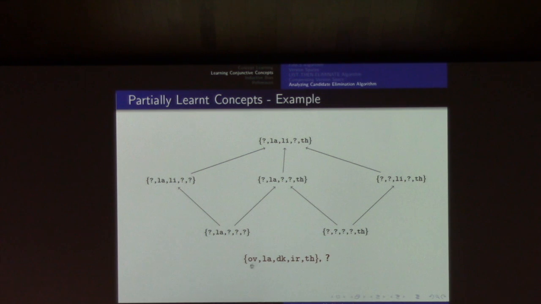But what happens if you get an instance like this one? If you look at this one, it will not get accepted by this one, of course, but it will get accepted by these two, right? Which means that now there's a confusion, an ambiguity, in that some of the hypotheses in that version space are accepting it, some of them are not. So now what do we do?